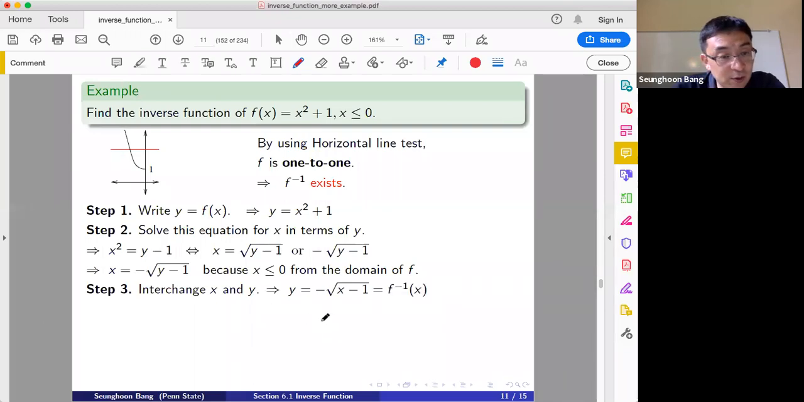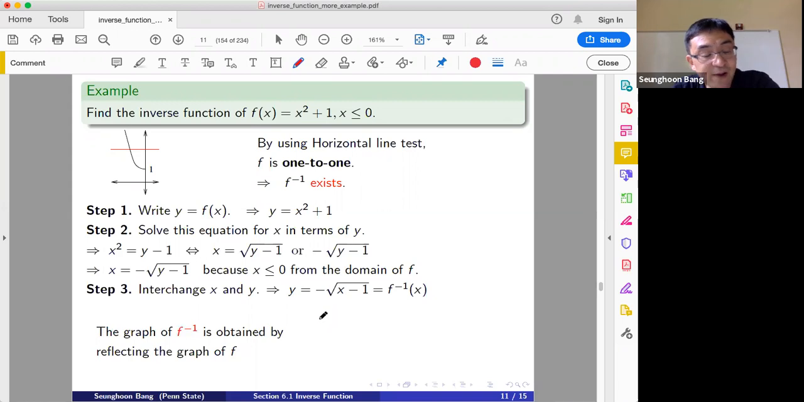What is the geometric method for finding this one? The graph of the inverse of f is obtained by reflecting the graph of f about y equals x. Here, you can draw y equals x. You have to reflect this graph about y equals x. This graph is symmetric about y equals x. This is the whole idea. So this red one is exactly the inverse function.